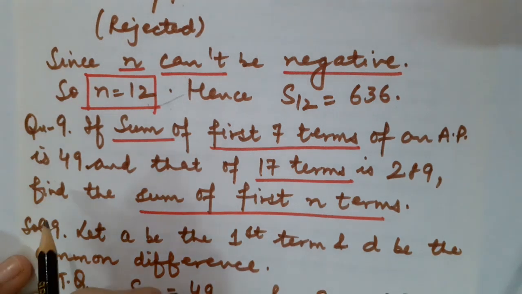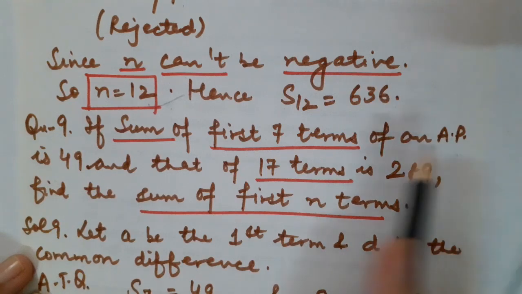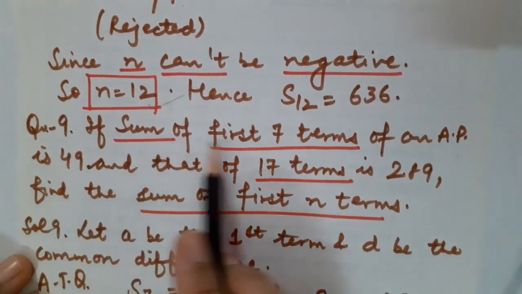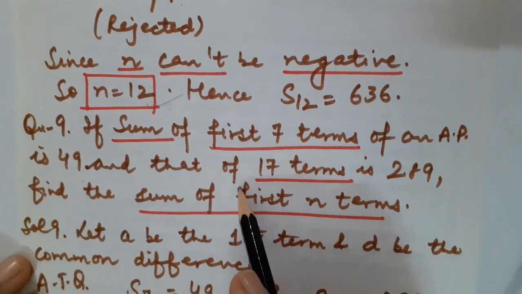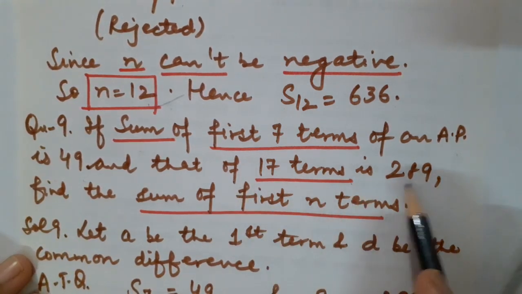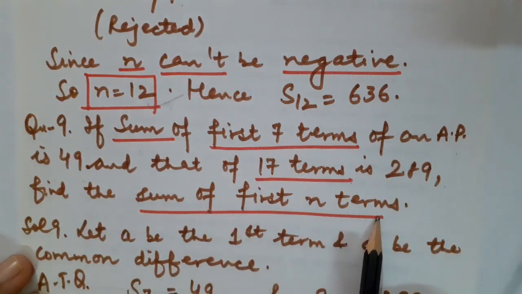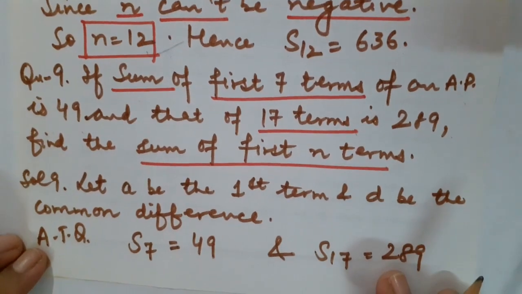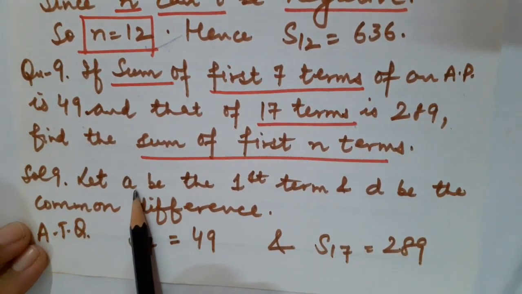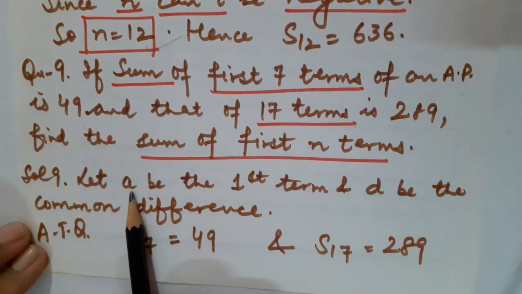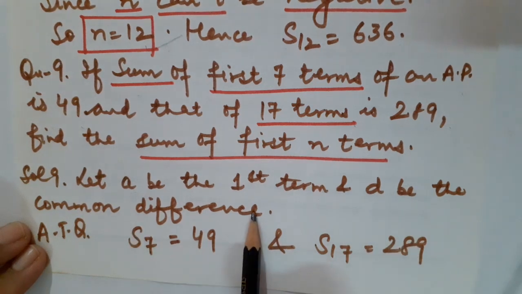Now children, I am going to switch to the next problem. If sum of first 7 terms of an AP, this is question number 9. If sum of first 7 terms of an AP is 49 and that of first 17 terms is 289, find the sum of first n terms. Correct? Okay. Now, because I do not know the AP, so it means I do not know what is A or what is the common difference. So definitely I have to assume them. So let A be the very first term and D be the common difference.